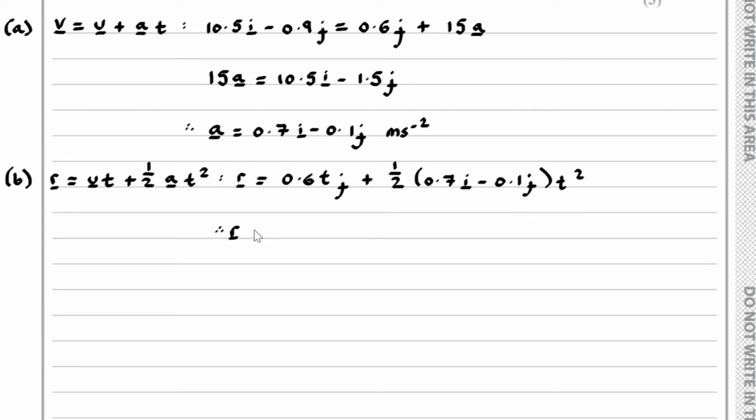So we can conclude then r is equal to, in terms of the i's, I've got 0.35 t squared, and in terms of the j's, I've got 0.6 t minus 0.05 t squared j, and the units are meters.